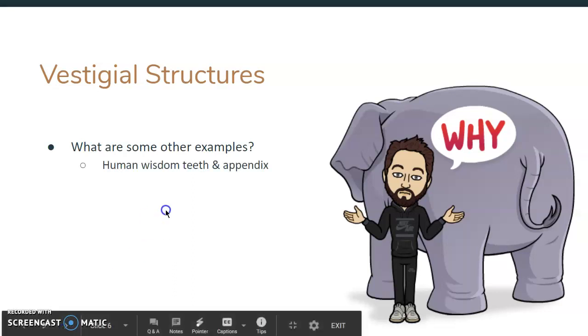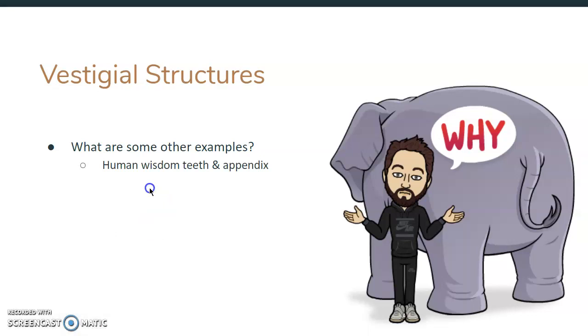Some other fun examples are that humans have wisdom teeth. Our teeth that are very far back are our wisdom teeth. Those were once useful when maybe we had a very different diet, maybe more grains, maybe more leaves, or even maybe a more meat diet to chew that meat. We also have an appendix, which is in your stomach area.